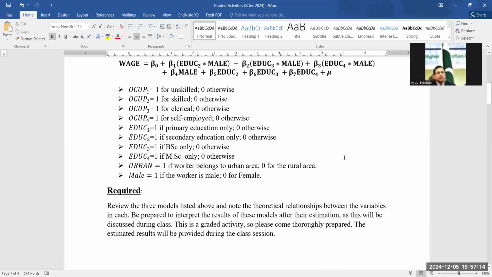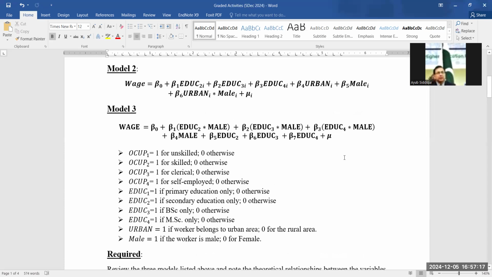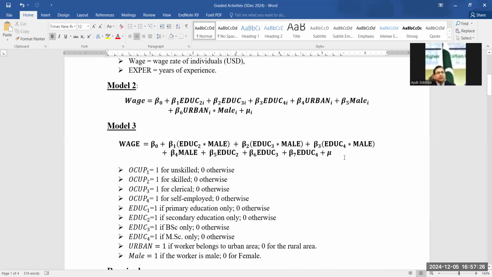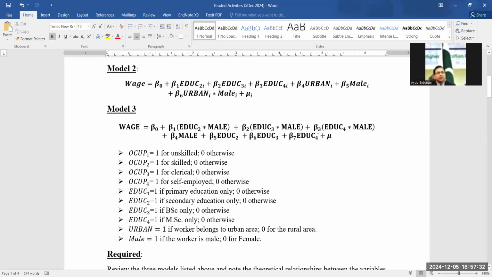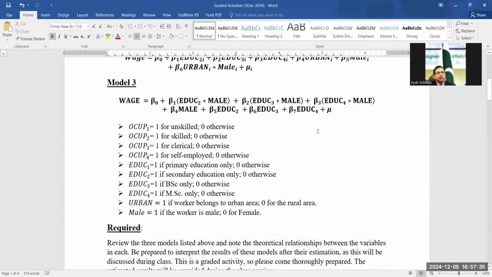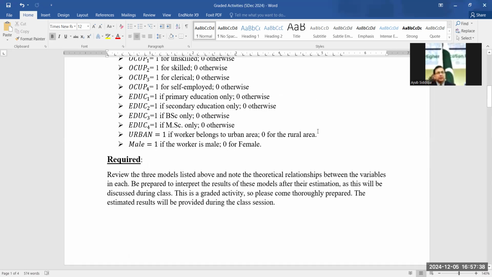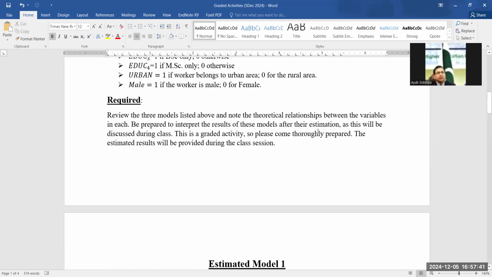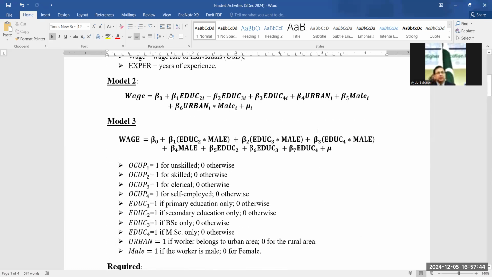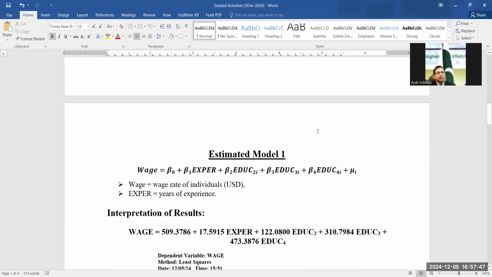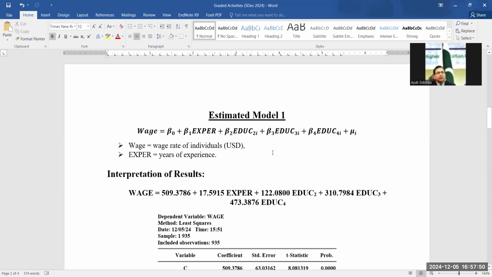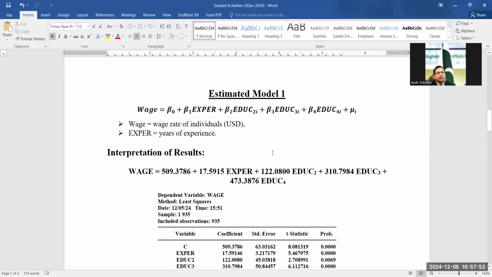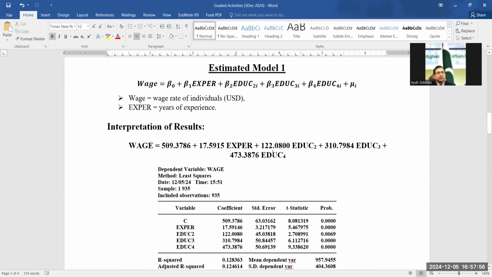Now, the students were given different data sets. The data set was mostly taken from the Econometrics book written by Asteriou and Hall, including a sample of 935 individuals, or working class workers. Now, in the first video, we will be recording this video in three parts. In the first part of the video, I have estimated model number 1, which includes experience and three categories of education, and the fourth one is omitted from the model because that is used as a reference category.